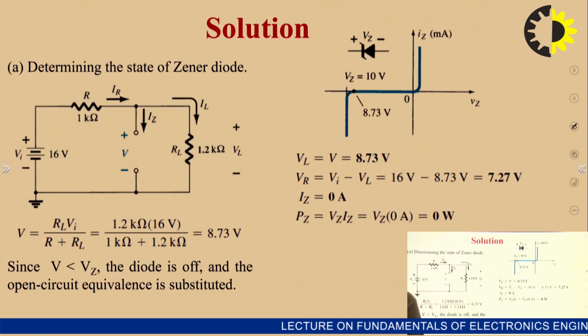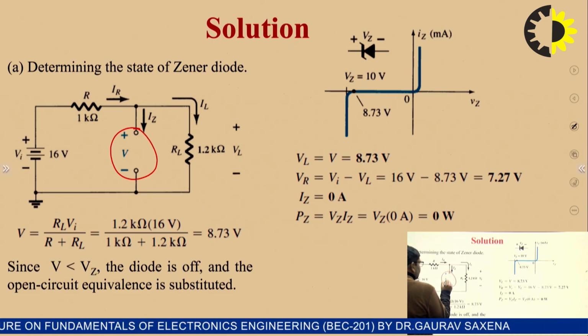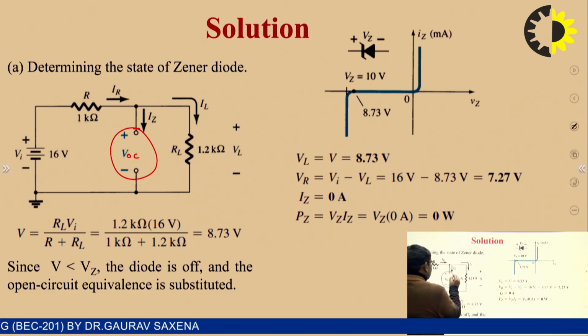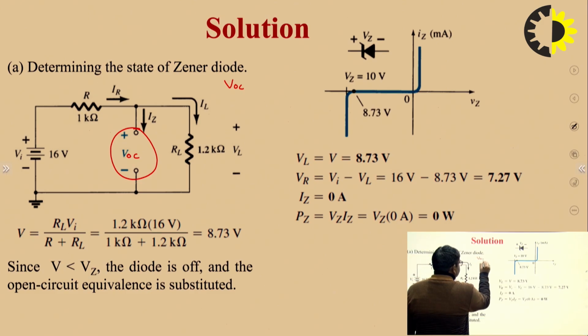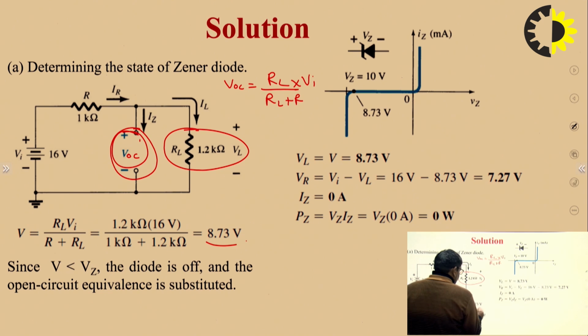So what is the first step? The first step is to open this Zener diode. If we open the Zener diode, we calculate the open circuit voltage by using the potential divider theorem. How much voltage appears at VOC? VOC is equal to RL upon RL plus R into VI. This open circuit voltage is determined by the voltage divider theorem, RL upon RL plus R into VI. So this voltage is 8.73.